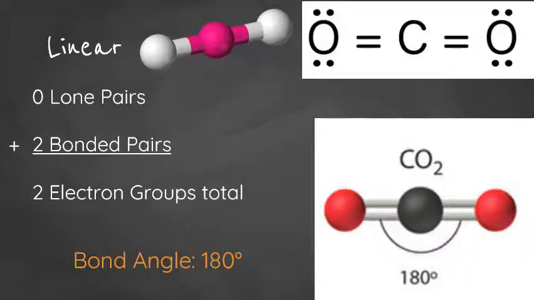So linear, just like the name suggests, is going to be like a line, just a straight line here. So those 2 electron groups are going to try to be as far apart as possible, so that means they're going to be on opposite sides of the central atom, and our bond angle is going to be 180 degrees, just like a straight line.